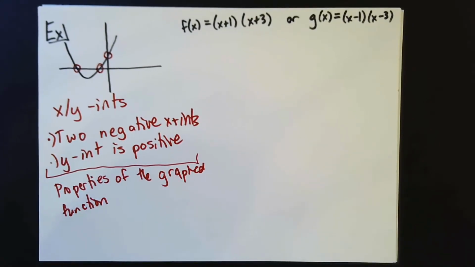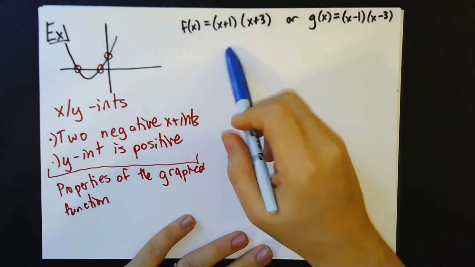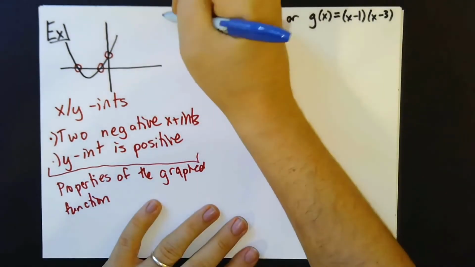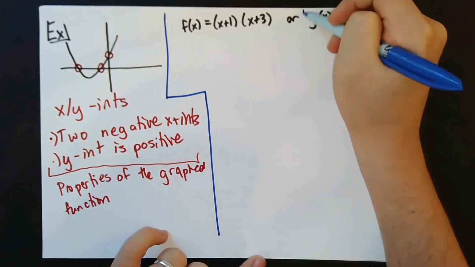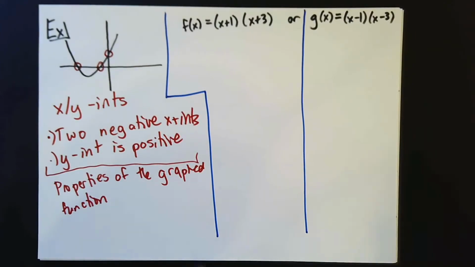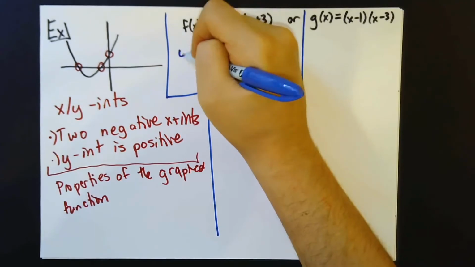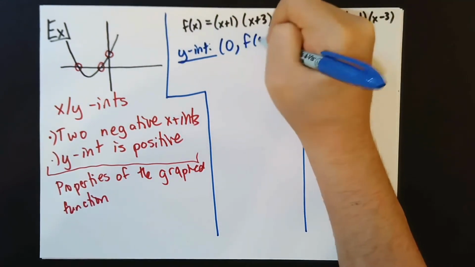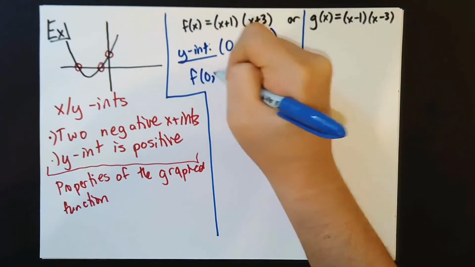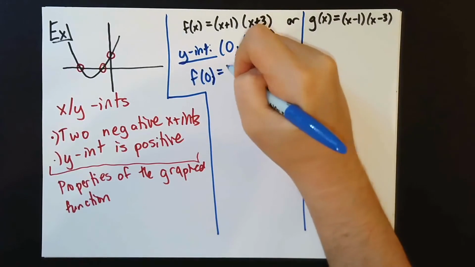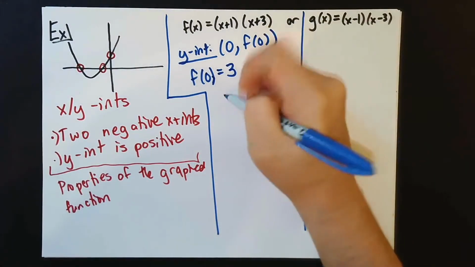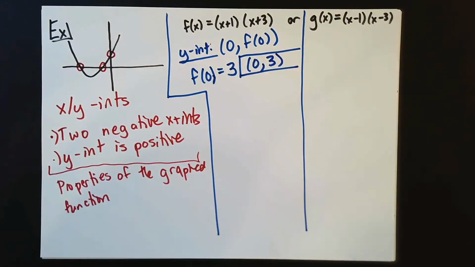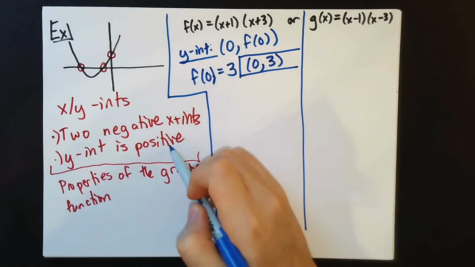These things I've written down are properties of the graphed function. Now, roughly speaking, we need to figure out which of these two functions would match these two properties. So here is function f, and here is function g. Since the y-intercept is easiest, let's calculate the y-intercept of each of these. The y-intercept of f corresponds to f of 0, where f of 0 in this instance is 1 times 3, which is 3. So my y-intercept is (0, 3). Note that's a positive y-intercept, matching the graph.